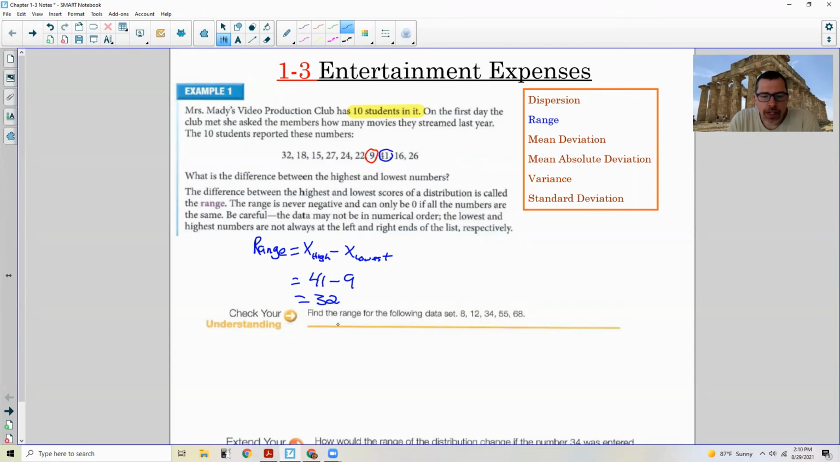Now it says check your understanding. Find the range for the following data set. So pause the video, see if you can do this. Come back and see how you did. Okay, here we go.